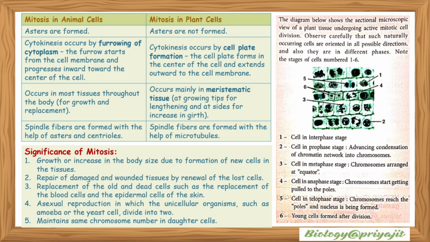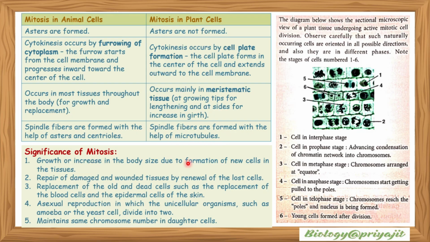Occurs in most tissues throughout the body for growth and replacement. Mitosis in plant cells occurs mainly in meristematic tissue, at growing tips for lengthening and at sites for increase in girth. Spindle fibers are formed with the help of asters and centrioles. Spindle fibers are formed with the help of microtubules.